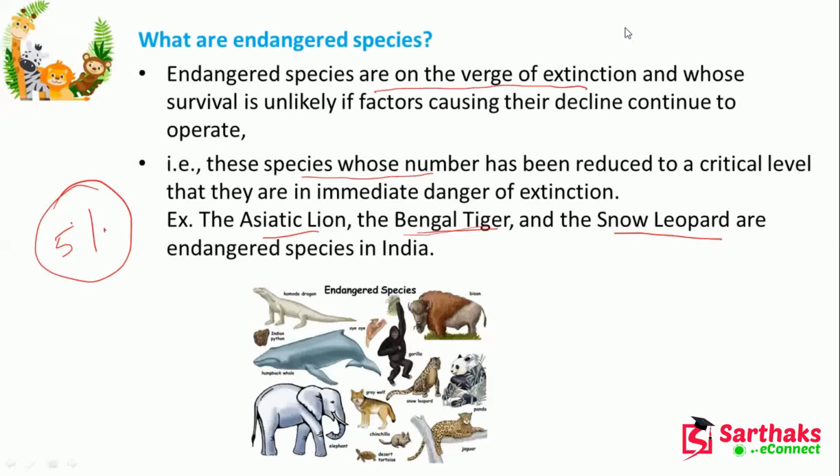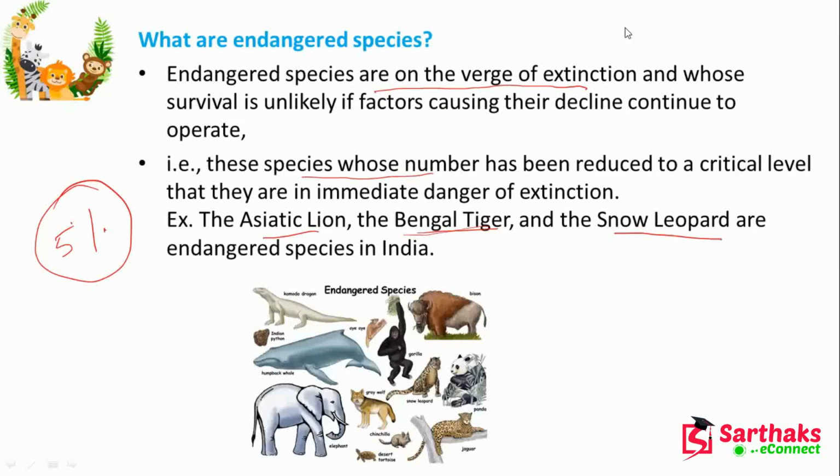In the red list, we have the Siberian tiger. This is an endangered tiger subspecies, EN. Okay, and three tiger subspecies are already extinct. So we should be very much careful regarding the Siberian tiger.